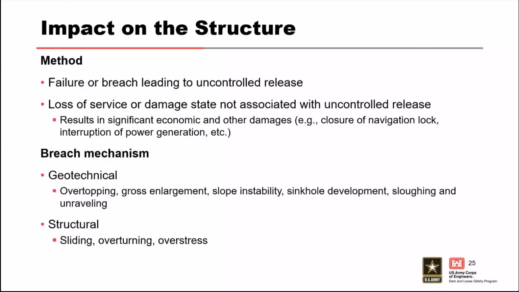A few more that are on the slide here. In addition to the geotechnical breach mechanisms, two common structural breach mechanisms are sliding or overturning of concrete structures, such as spillway monoliths or flood walls, or overstress failures, such as gate arm buckling or radial gate anchorage failures.